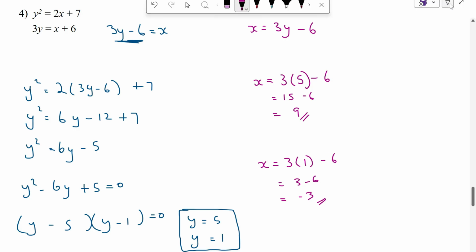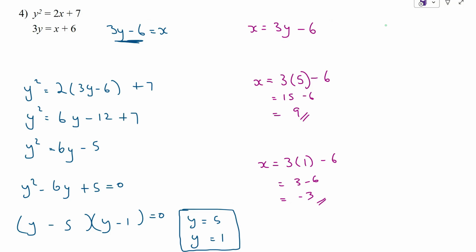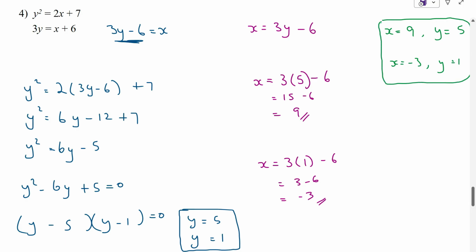Okay, and I'm just going to write the final answer here at the top, so it looks a bit neater. So when x equals 9, y equals 5, and when x equals minus 3, y equals 1. And again, just like before, let's double check these sets of values into both equations to make sure they're correct.